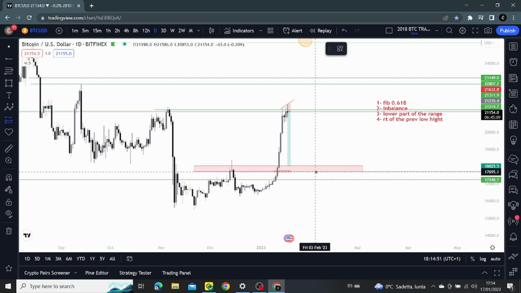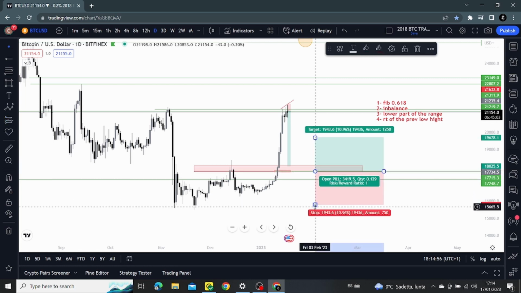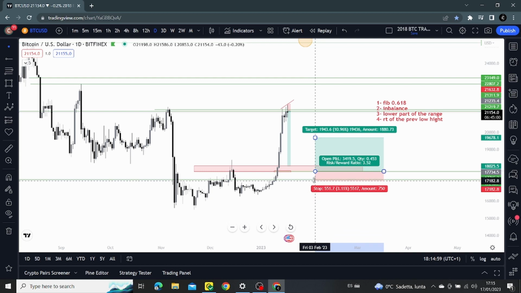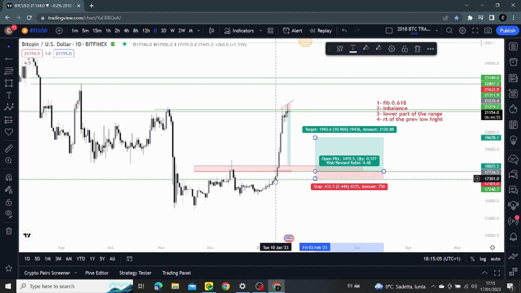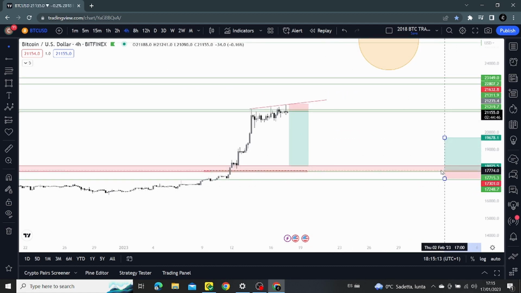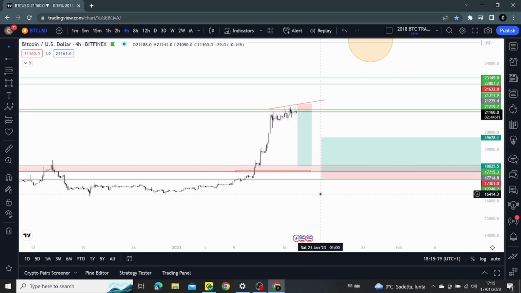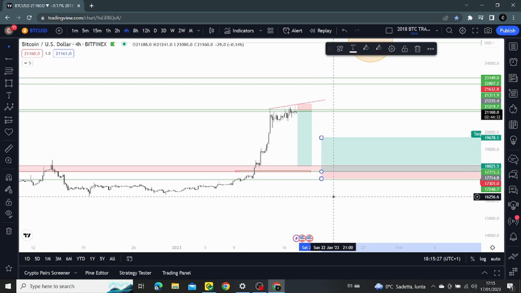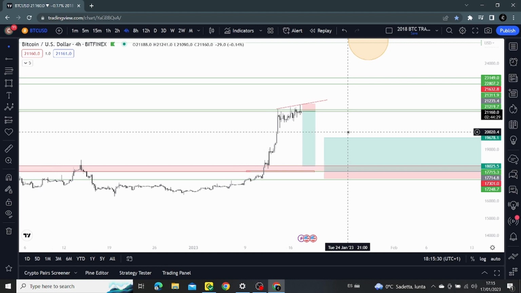My long position is gonna be right over here, okay. Where is the imbalance? Stop loss is gonna be below this candle, the open of this candle, okay. Let me go to the 4 hour and we can manage to put the stop loss tighter, okay. We're gonna see where we can put. We're gonna put our stop loss right over here, okay. Take profits is gonna be the upper side of the range, okay.